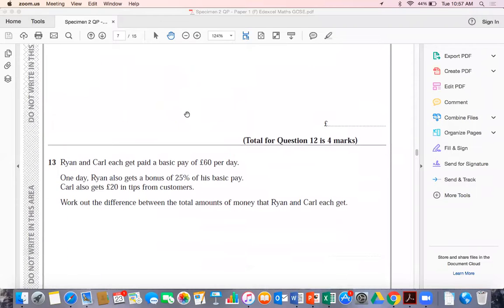Ryan and Carl each get paid a basic pay of 60 euros per day. One day, Ryan also gets a bonus of 25% of his basic pay. Carl gets 20 euros in tips from customers. Work out the difference between the total amounts of money that Ryan and Carl each get. Yeah, I got 5. How about any other answers?